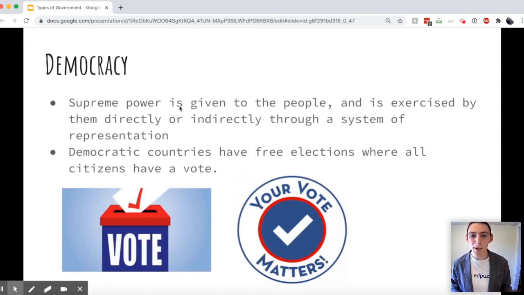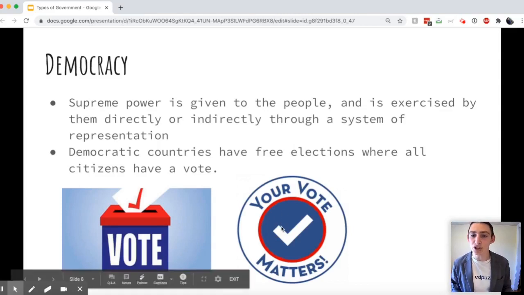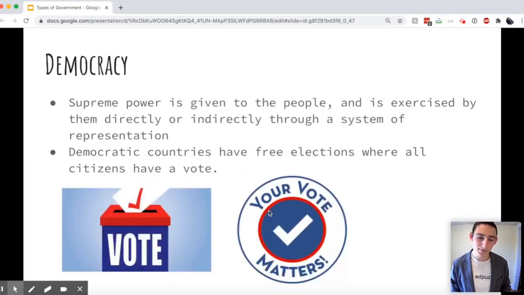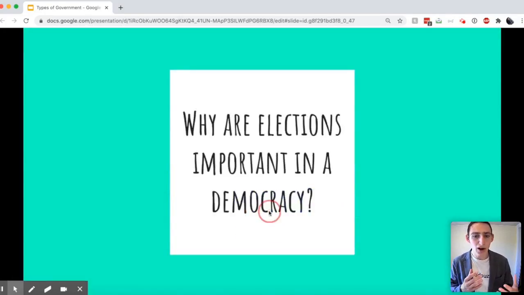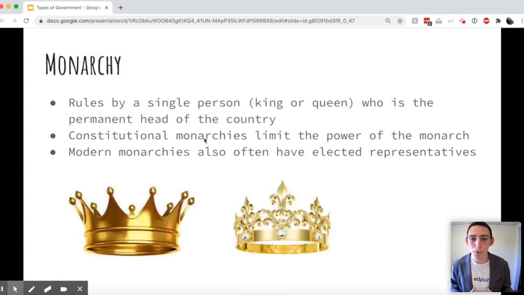Then I'll say, well, remember, in democracy, supreme power is given to the people. So elections are critical because it is the mechanism for how people contribute to their government. It is essential in democracies to have elections so that people can voice and contribute to the governmental process. And then we could dive in to our next topic. So now let's talk about monarchies.